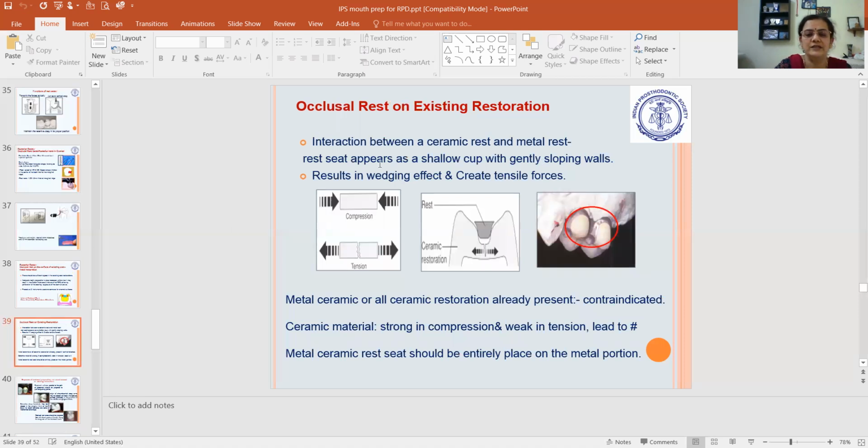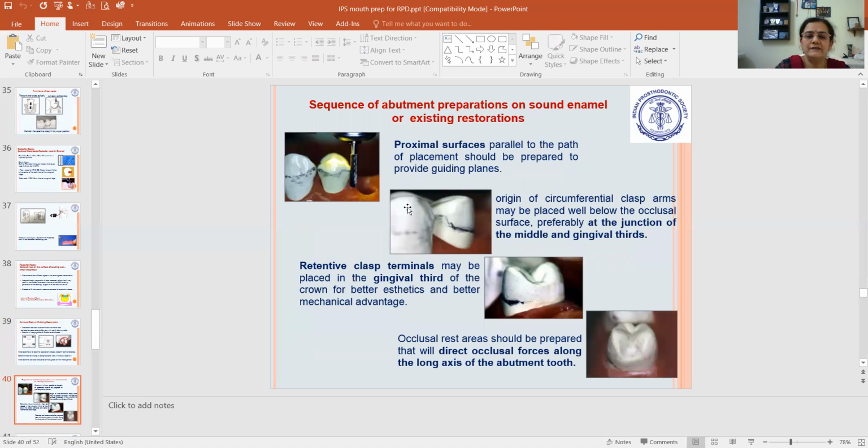On existing restorations, if metal ceramic or all ceramic restorations are already present, rests on these types of restoration are totally contraindicated, because the ceramic material is strong in compression and weak in tension, and it may lead to fracture. But if there is any need to give the rest, this metal ceramic rest seat should always be placed entirely on the metal portion. So this is the sequence of abutment preparation on some dermal and existing restoration.